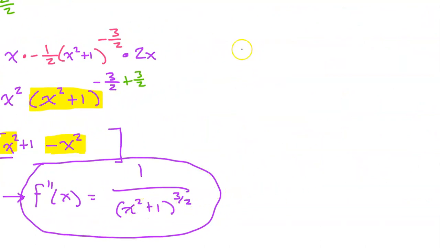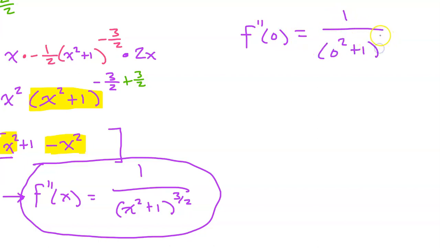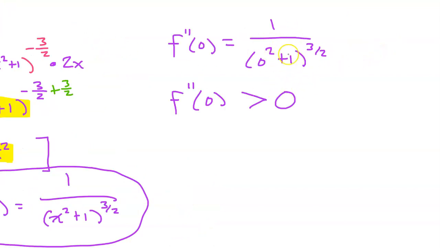If we plug in 0, so let's find f double prime at 0. That's going to be 1 over 0 squared plus 1 to the 3 over 2 power. Well, everything in here is positive, so you know this is greater than 0, which means that the function is concave up, which means the horizontal tangent is at a min. Let's write it up. In fact, pause the video and see if you can write the justification on your own.